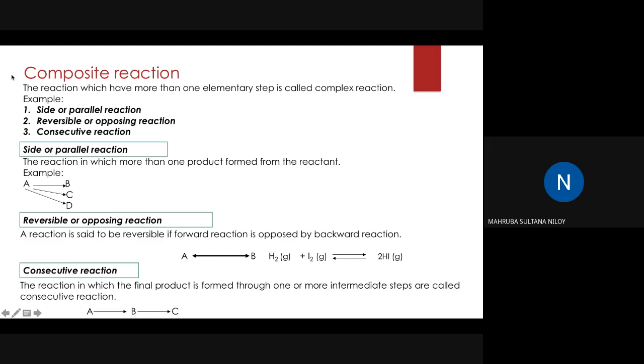Okay, so now we'll talk about another kind of reaction, that is composite reaction. So we know that in a composite reaction, there is more than one elementary step. Okay, is it clear? Yes, sir. Okay, so we can divide composite reactions into three different types: side or parallel reaction, reversible or opposing reaction, and consecutive reaction.